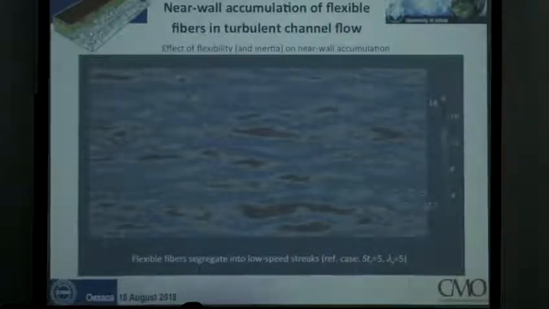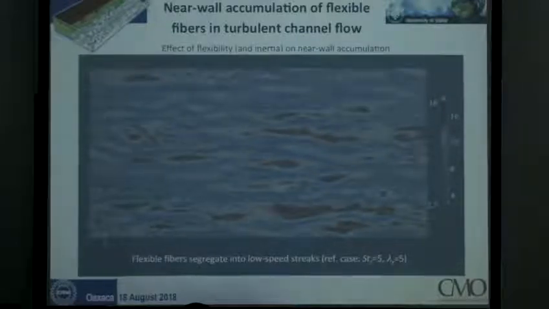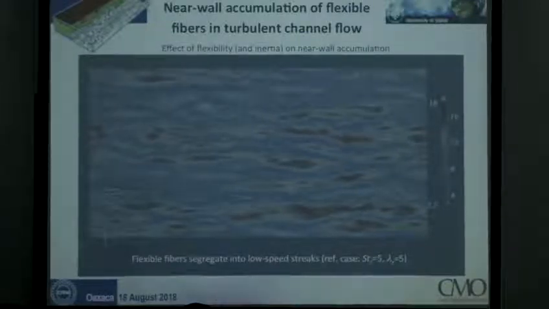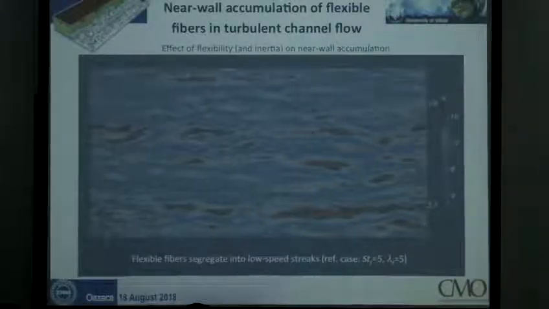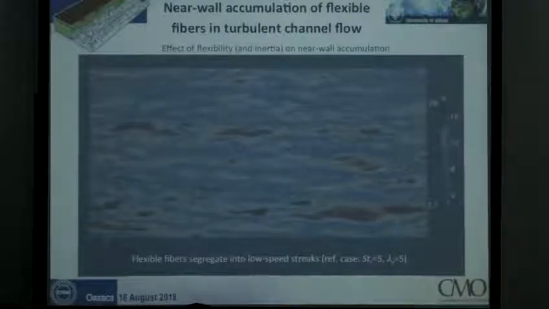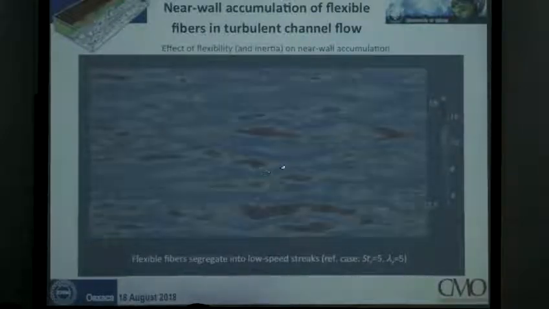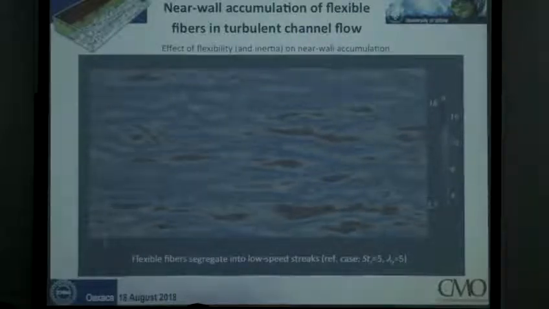Once the fibers are in the near wall region, they are also undergoing segregation. And here in this animation, you can see the full flow domain that we are considering. What you see are the fibers that we are simulating. So that's the actual length. They look like points, but they have some elongation. And the red and blue regions that you see here are the high and low speed streaks of the fluid.